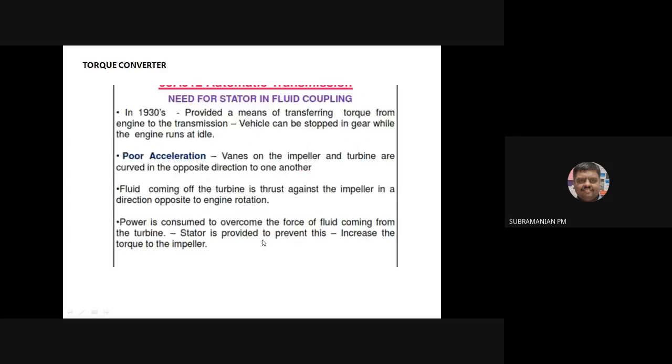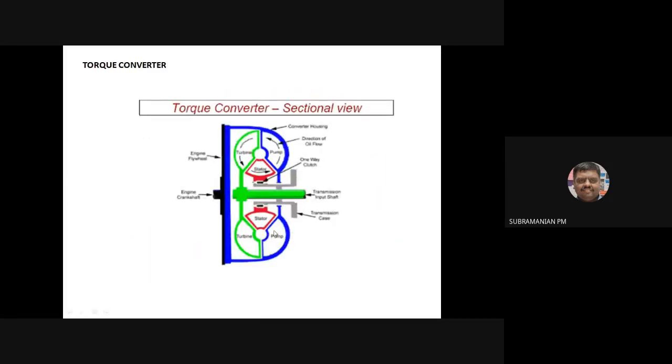Previously, I will fix this one-way clutch, so the stator will be fixed to the casing. The fluid from the turbine strikes the stator and would make the stator rotate in the opposite direction, so that the force acting on the pump would be opposite. But I am preventing it by fixing the stator with the help of the one-way clutch to the casing. So what happened? My fluid will be striking the blades of the stator and entering the pump in the desired direction, assisting the motion of the impeller.